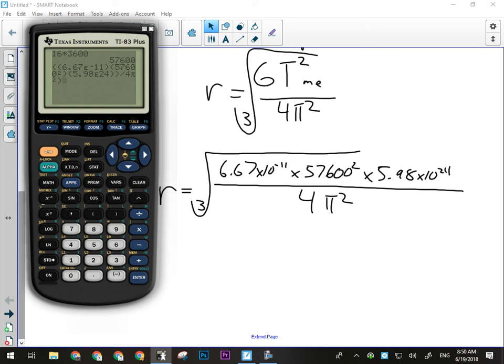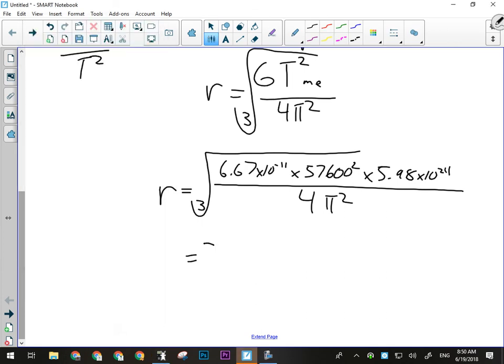Whoop, missed a bracket. Okay, now I have to cube root that, so math 4, the answer. Okay, so my orbital radius is 3.2 times 10 to the 1, 2, 3, 4, 5, 6, 7. Okay, that's 10 to the 7 meters.